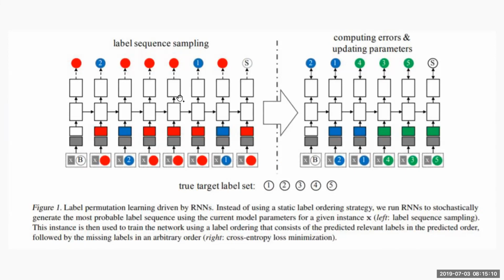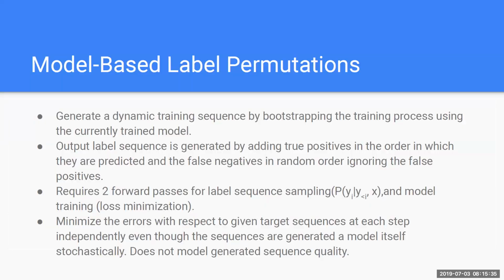In this case, you see that if the true target label set is 1 to 5, it's only going to keep 2 and 1, which it's going to use to train the neural network. And it's also going to append the false negatives. So 4, 3, 5 are the ones which it did not sample. It's just going to append those at the end in some random order.